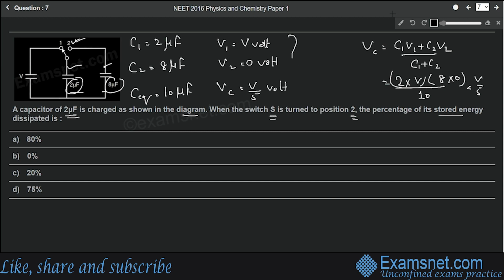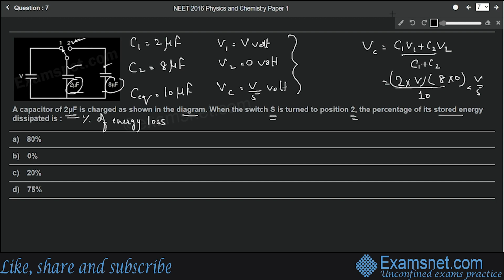So this is the data that we have to keep in mind: the values C1, C2, C equivalent, V1, V2 and common potential. Now we'll use this in solving the question. Here we have to find the percentage of stored energy dissipated, that means the percentage of energy loss. So we need to find the initial energy and final energy both, and then find the difference of initial and final energy.